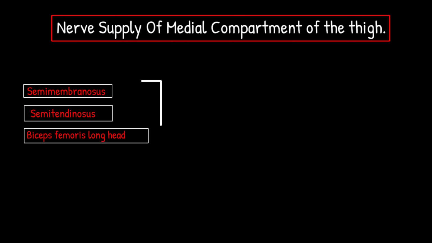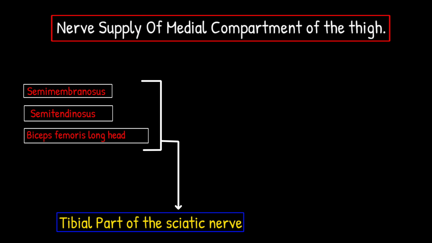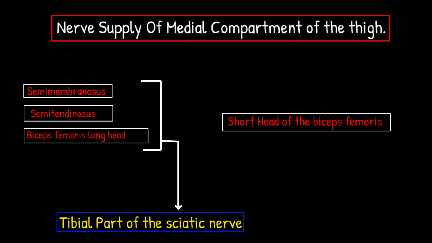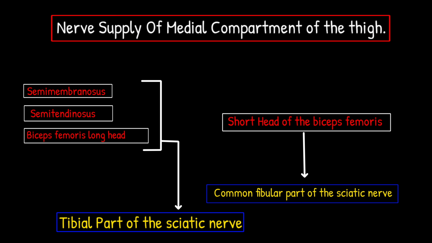Remember, dear students, that all these muscles are supplied by the tibial part of the sciatic nerve, except the short head of biceps femoris, which is supplied by the common fibular division of the sciatic nerve.